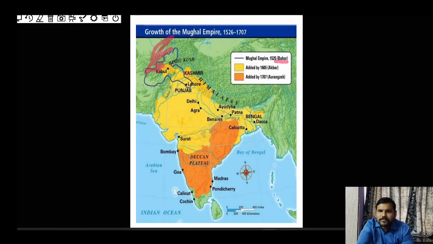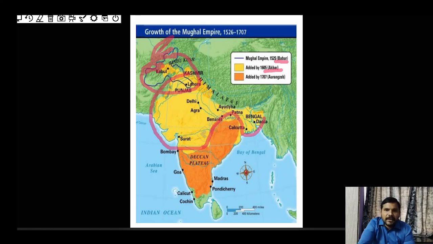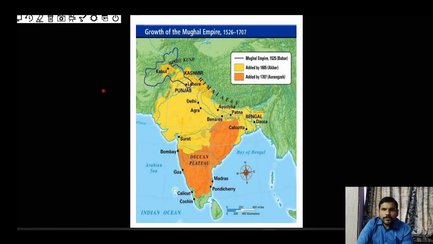So anyway, during the time of Babur, this is the area which he conquered. Later, during the time of Akbar, you can see that he had conquered a significant part of India. Then during the time of Aurangzeb, more or less the whole of India was under the Mughal Empire. So if you ask what is the timeline of the Mughal Empire, you can say from 1526 to 1857.